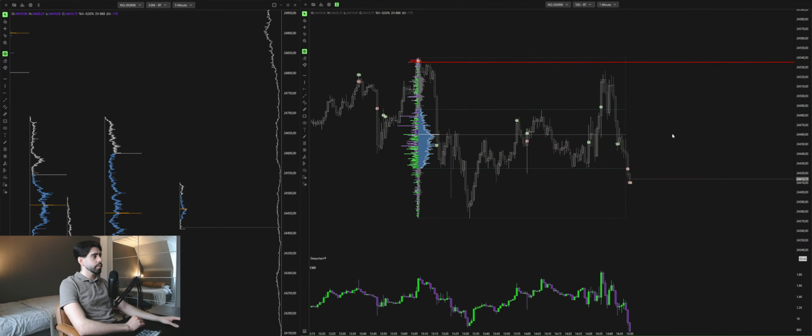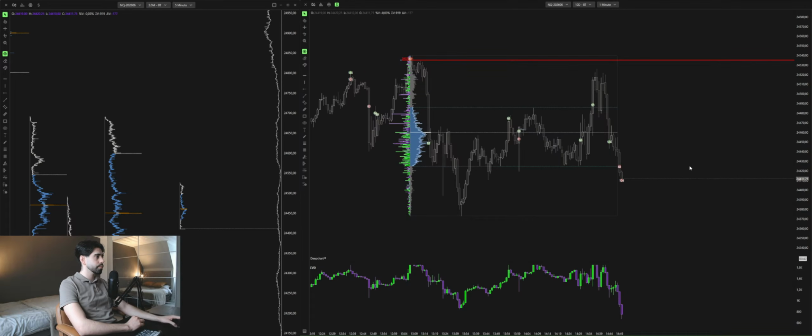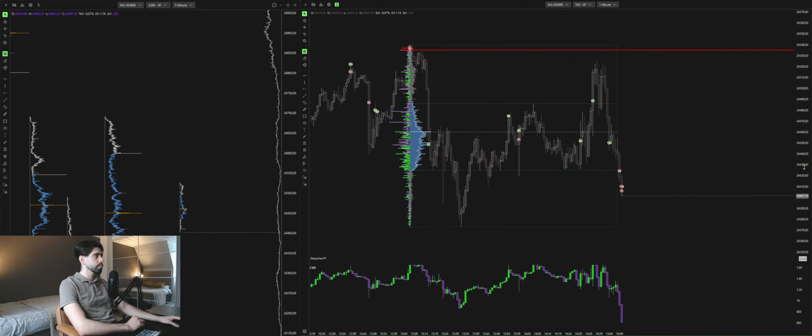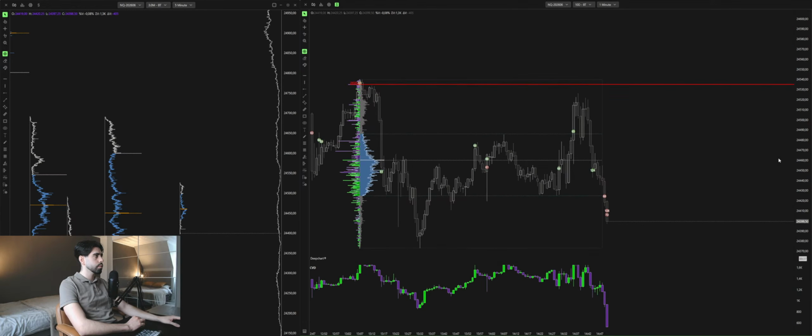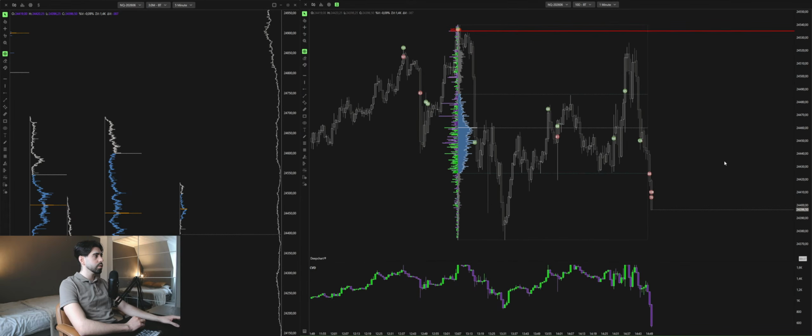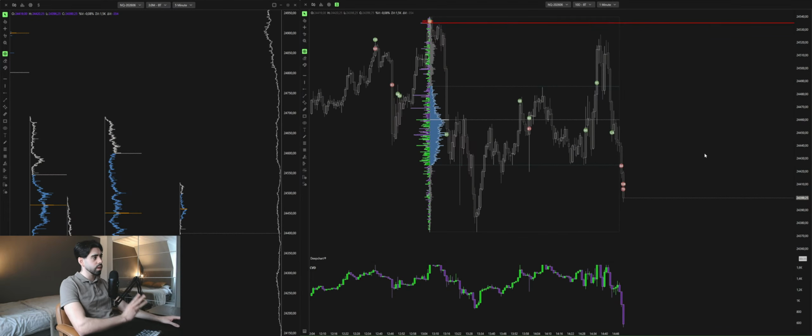Okay, value area low. The best thing about this is that I can lose 3 trades now in a row and I'll break even for the day.